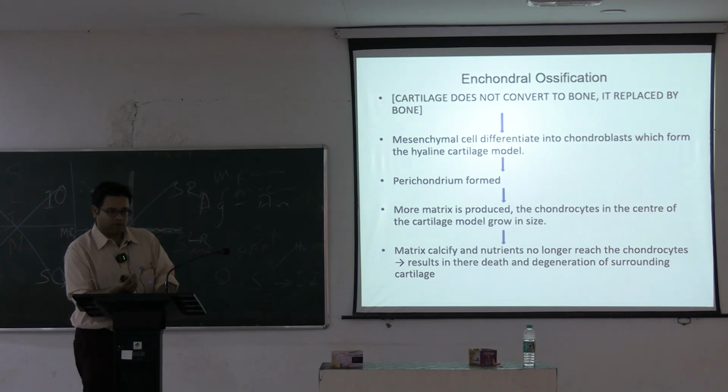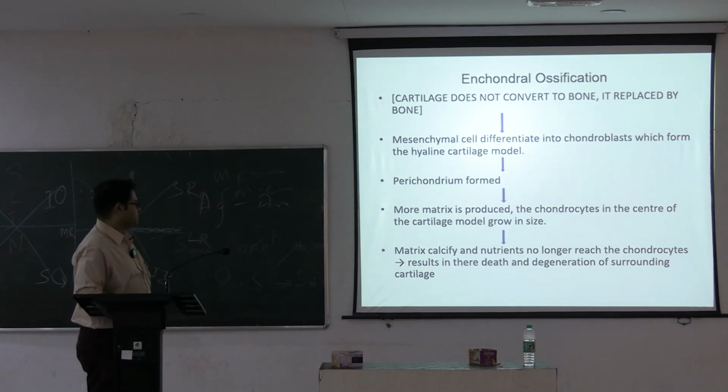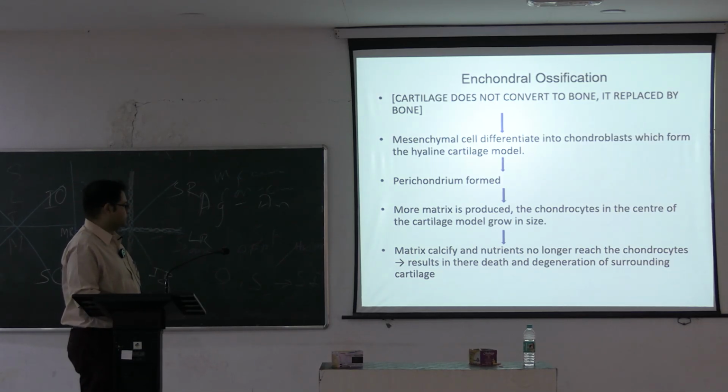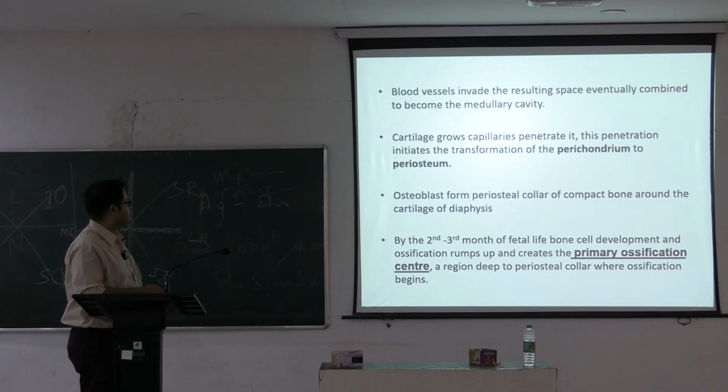Whenever a chondroblast or an osteoblast increases in size, it eventually gets trapped in its own extracellular matrix, and this leads to mineralization. Similarly in chondrocytes, when the matrix calcifies and the nutrients cannot reach the chondrocytes anymore, it results in death of the chondrocytes and degeneration of the surrounding cartilage. The resulting space is eventually invaded by blood vessels, and it forms the medullary cavity that we can see macroscopically.